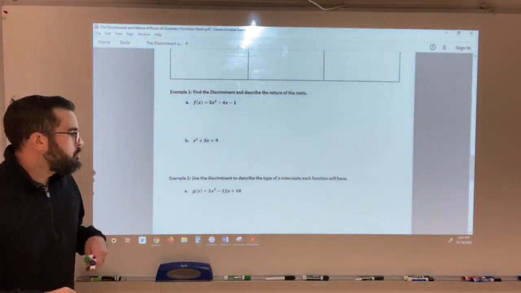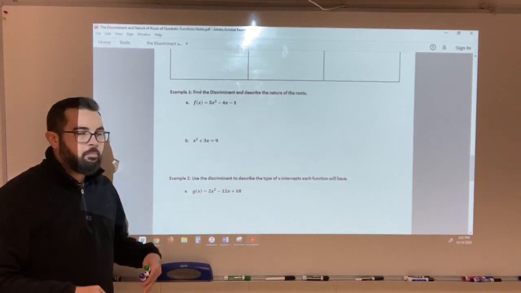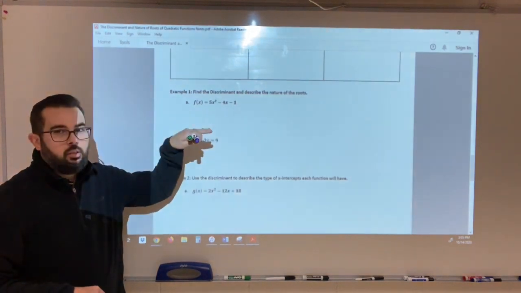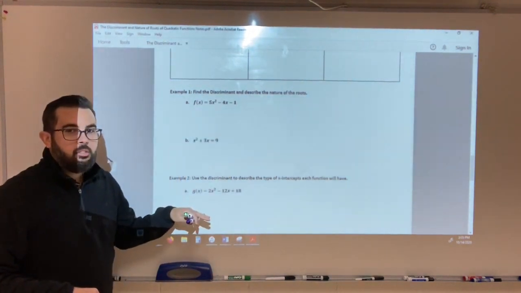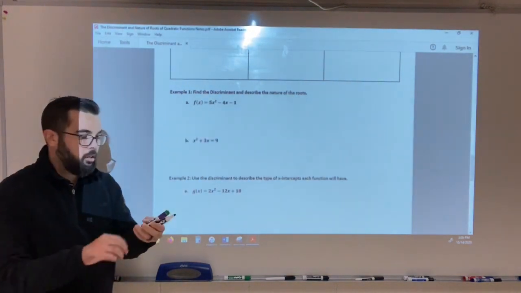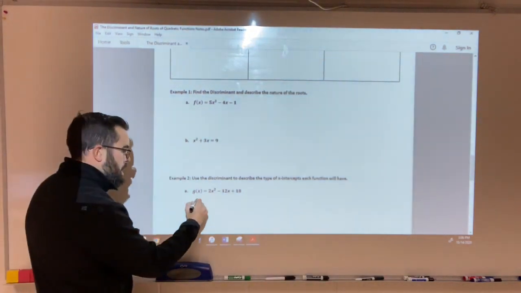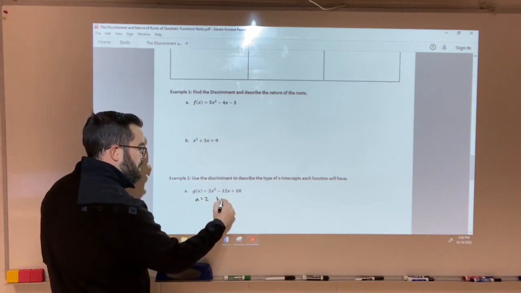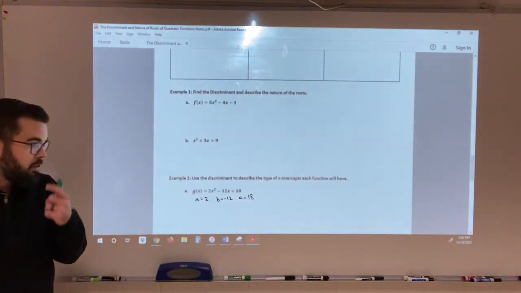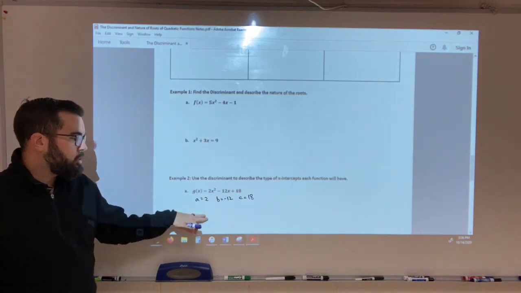All right, so example 2, we're still using the discriminant to describe the type of x-intercepts this time. All right, so we're no longer just describing the roots. Okay, I want to know about the x-intercepts. So I'm more talking about the graph. What is it going to look like on the graph? So I have this function, it's called g of x, where a is 2, b is negative 12, and c is 18. Okay, and I need to figure out what the x-intercepts of this function are going to be.